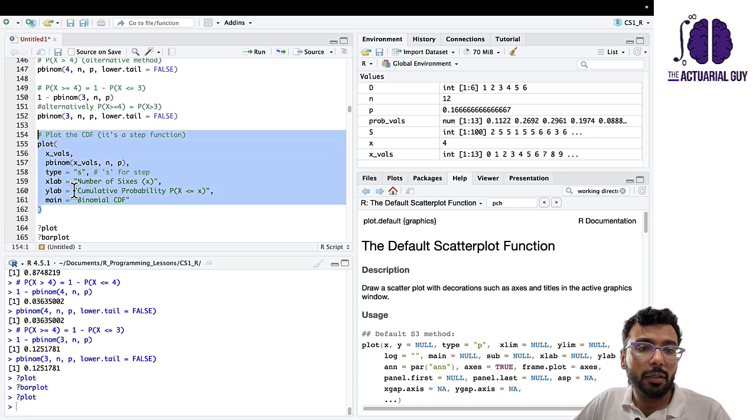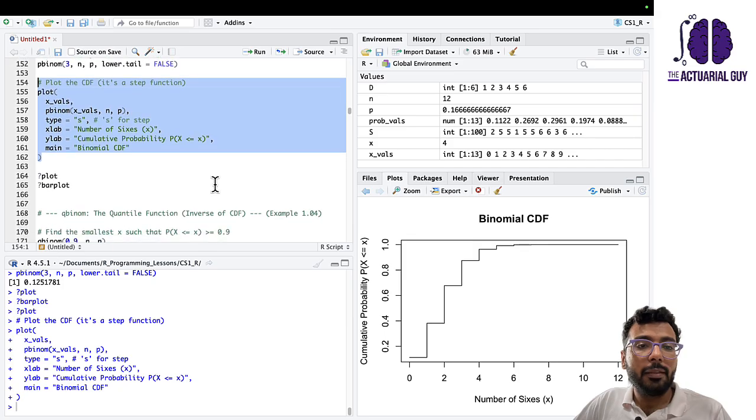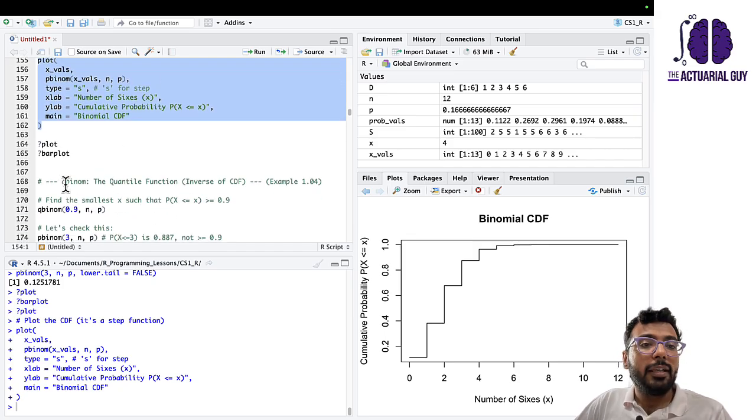We have just written what we are trying to plot, and this is how you get your CDF, the binomial CDF. Okay, so this is how you work with this. So yeah, this is pbinom. The next function that you've got is the qbinom function, which is the quantile function. It's the inverse of the CDF.